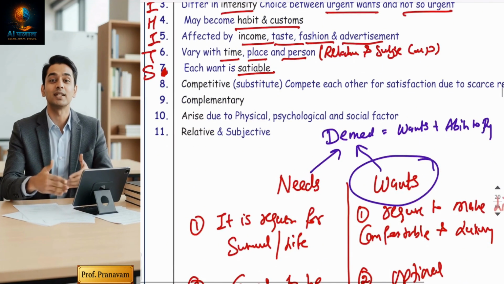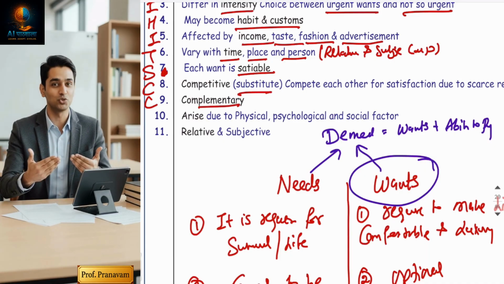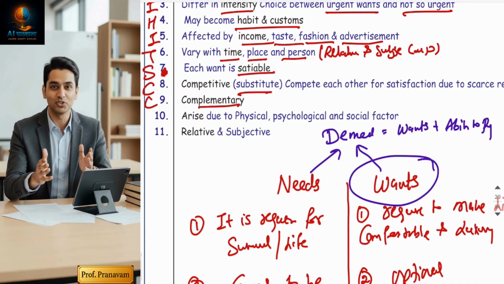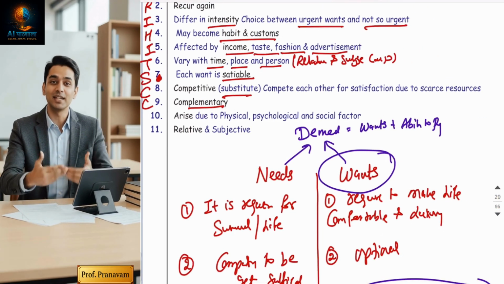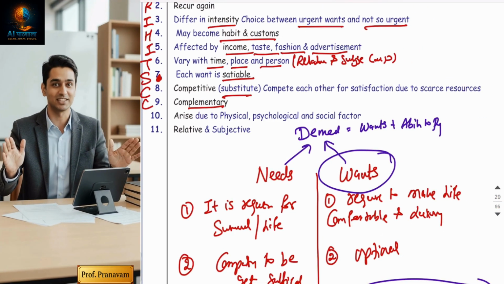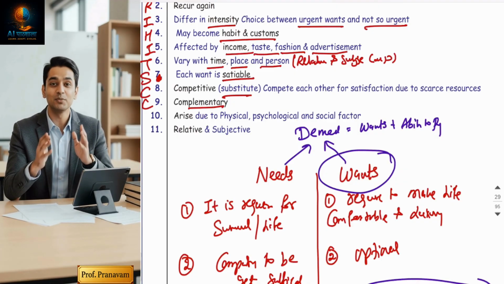Okay. Then C and C, scar, C and C. Wants can be substitute, wants are complementary. Demand is also substitute and complementary. Here substitute means, because resources are limited, between multiple wants you have to make a choice. You cannot satisfy all your wants.